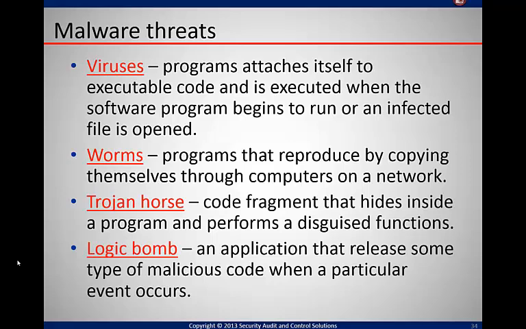Worms are programs that reproduce by copying themselves to computers on a network. The primary objective of a worm is reproduction. A Trojan horse is a code fragment that hides inside another program and performs a disguised function. And a logic bomb is an application that releases some type of malicious code when a particular event occurs.